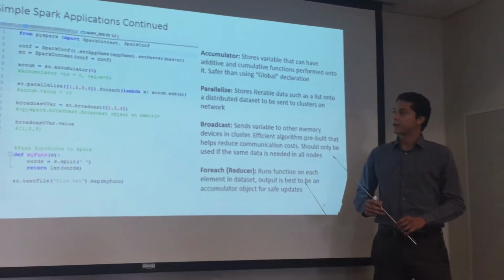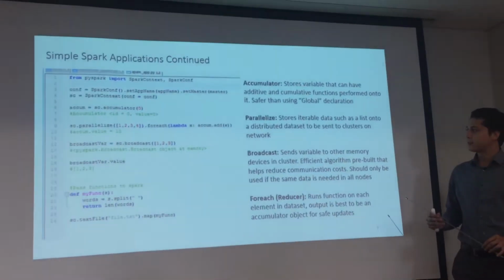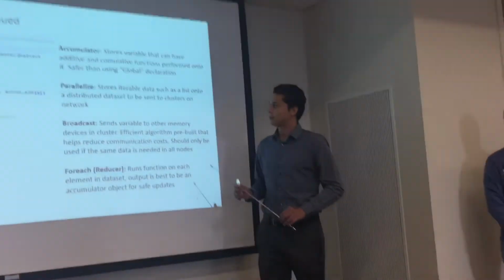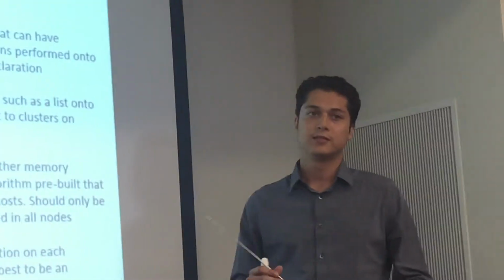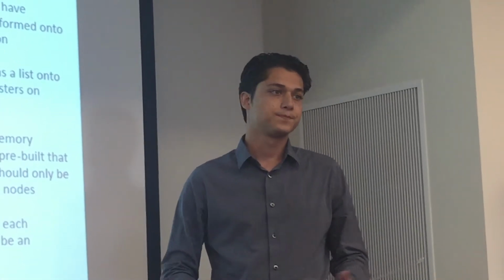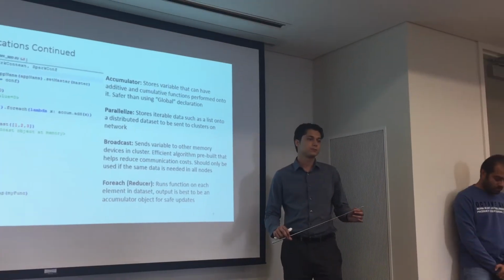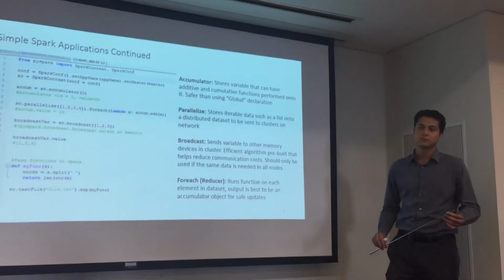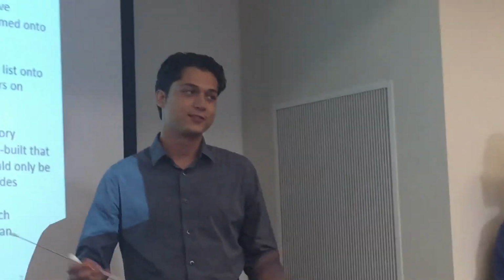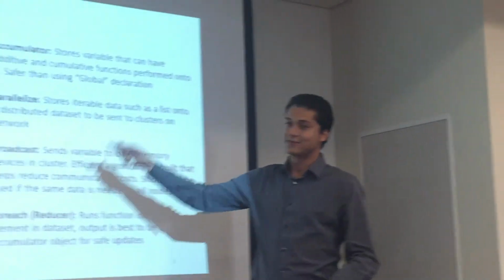All right, so my question is, given that we do have broadcast and accumulator variables, is it recommended to use global variables in Spark? No. Correct, it is not recommended to use global variables because the behavior of global variables is unpredictable. So that's why they built these for you.